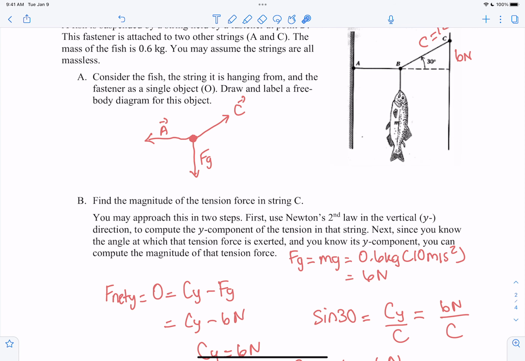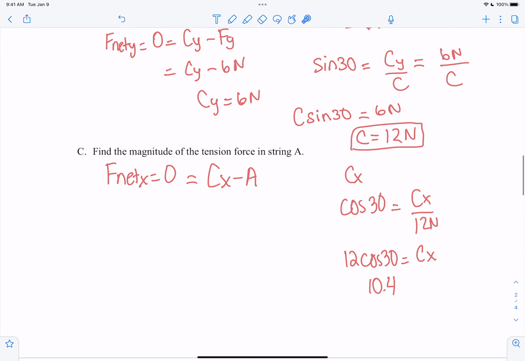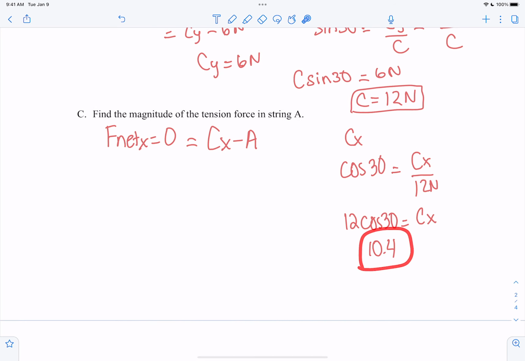So I think that's pretty safe to say. Cosine, tangent, and Pythagorean theorem will all end up giving you 10.4 for your cx. It's newtons. So we have 10.4 newtons minus A, and that's equal to 0. And so we can just add over the A. This will give us our magnitude. A should be 10.4 newtons, right?